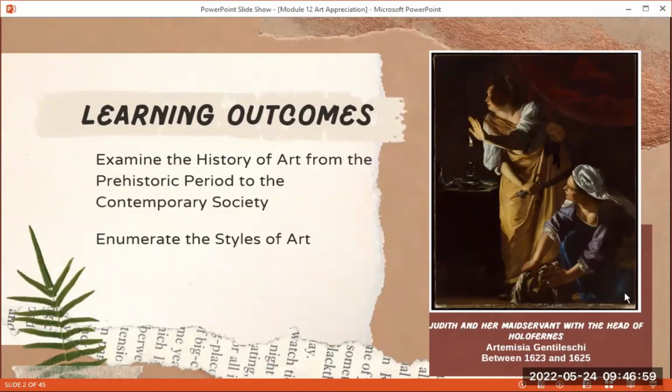So on this image, you can actually see Judith and her maidservant with the head of Holofernes. This was actually painted by Artemisia Gentileschi, one of the greatest women of the Renaissance period. That is from 1623 to 1625.